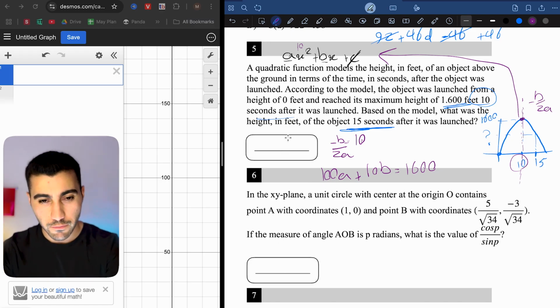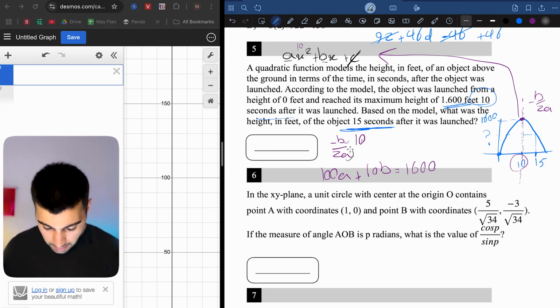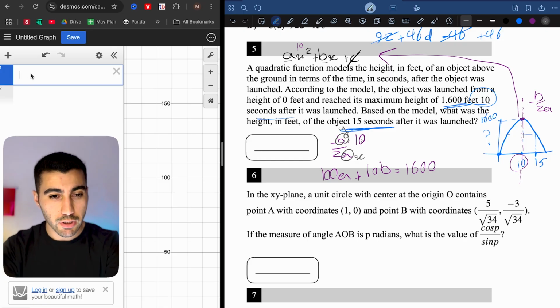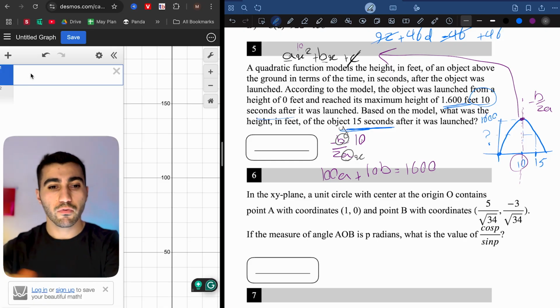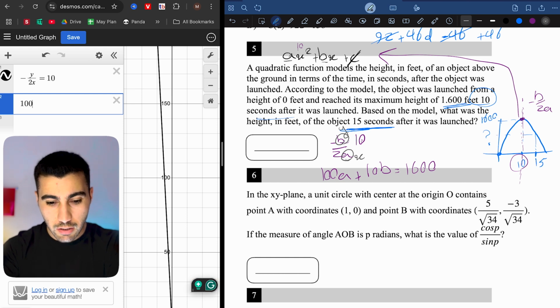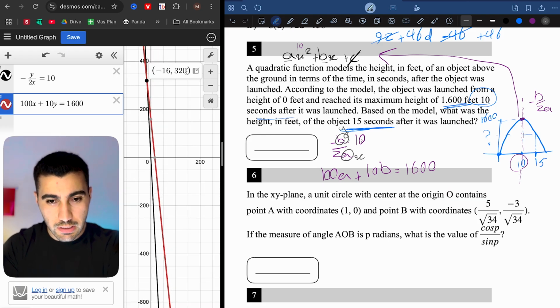We're going to plug it into Desmos and find the solutions. But Desmos doesn't know what a and b are, so rather than a, I'm going to put x, and for b, I put y. I write this on my paper that a is x, b is y. So when I find the solution, I know that the x coordinate of the solution is a, and the y coordinate is b. So negative y divided by 2x equals 10, first line. The second one is 100x plus 10y equals 1600. Look at the intersection point. There we go. Negative 16 and 320. So this x coordinate is a, and the y coordinate 320 is b.